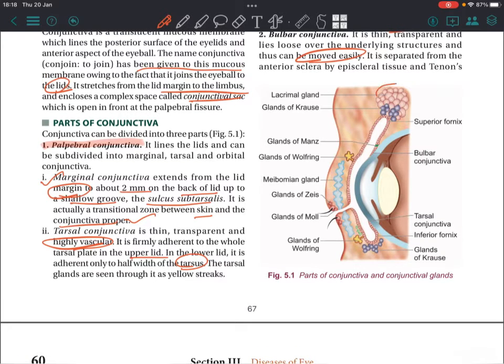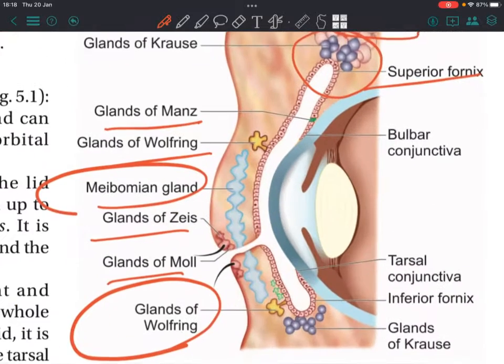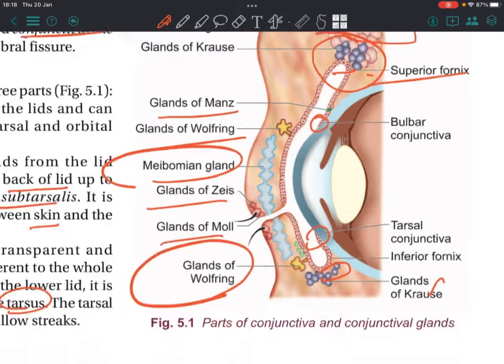This is a diagram. This is the lacrimal gland, glands of Krause, superior fornix, glands of Manz, glands of Wolfring, Meibomian glands, glands of Zeis, glands of Moll, glands of Wolfring and bulbar conjunctiva. This one is bulbar conjunctiva. This one is tarsal conjunctiva. This is the inferior fornix. This is the superior fornix. And these are glands of Krause.